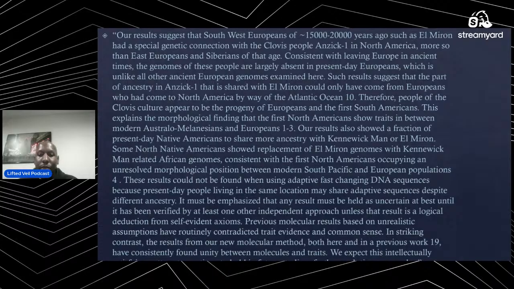This is a quote from the actual study, from the conclusion, in their own words. Our results suggest that Southwest Europeans of 15,000 to 20,000 years ago, such as the El Miron, had a special genetic connection with the Clovis people and Anzick in North America, more so than East Europeans and Siberians of that age. Consistent with leaving Europe in ancient times, the genomes of these people are largely absent in present-day Europeans. That's very important.